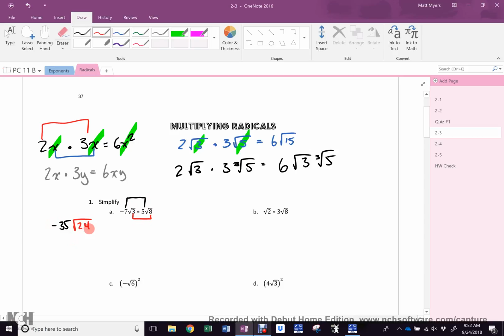Am I done? Of course not. Why? Simplify, simplify, simplify. When do you simplify? Every single chance you get. In the question, you can. In the answer, you can. In both sometimes, you can. So when should you? Always. What's that? That is 4 times 6. What comes out? 2. What's already out there? So it is negative 70 root 6.